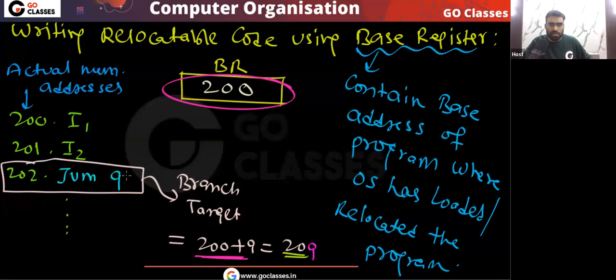Very simple, so this is the idea. Understood? So the branch target address we have also calculated. Everything will be with respect to the base register. So this is very easy. Is this clear? Did you understand? So making relocatable code is very easy now. Agree? If you want to write relocatable code, that is very easy now.